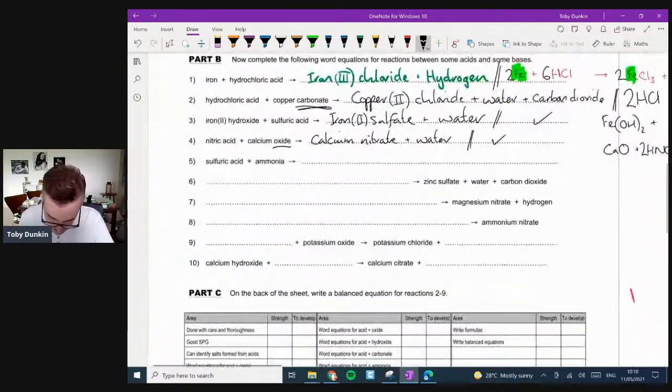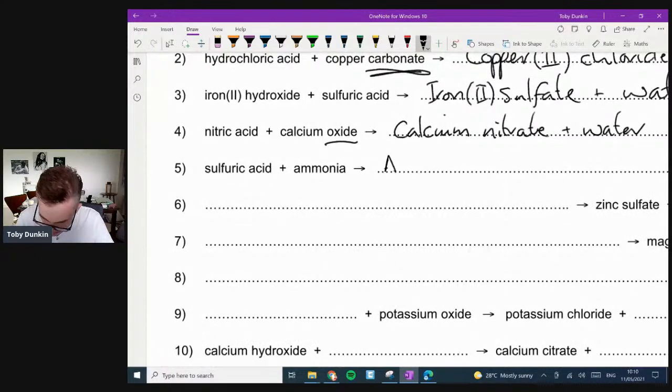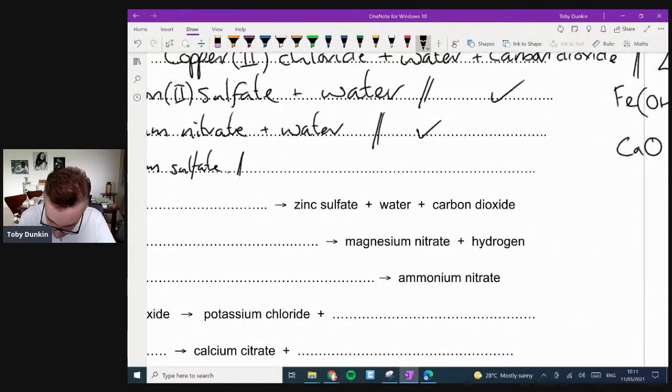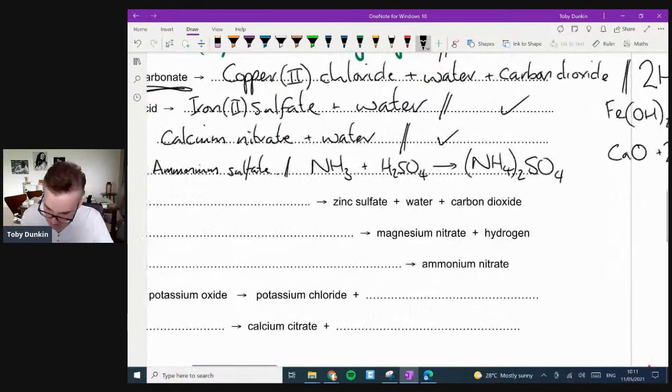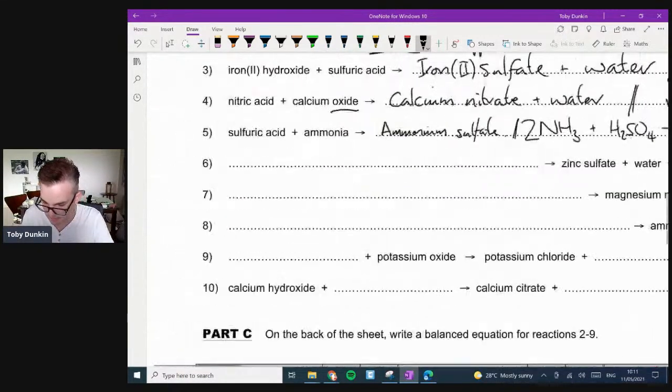Next, I'm running out of space. Sulfuric acid ammonia forms ammonium sulfate and stops. Ammonium sulfate. Let's write the equation. So ammonia plus sulfuric acid, H2SO4, goes to ammonium sulfate, (NH4)2SO4. Done. Balance the equation, 2 ammonias.